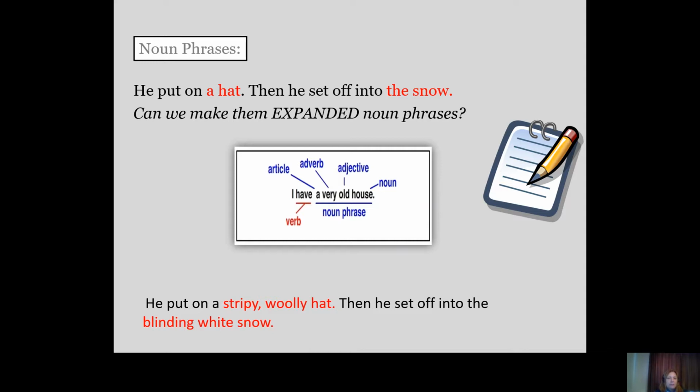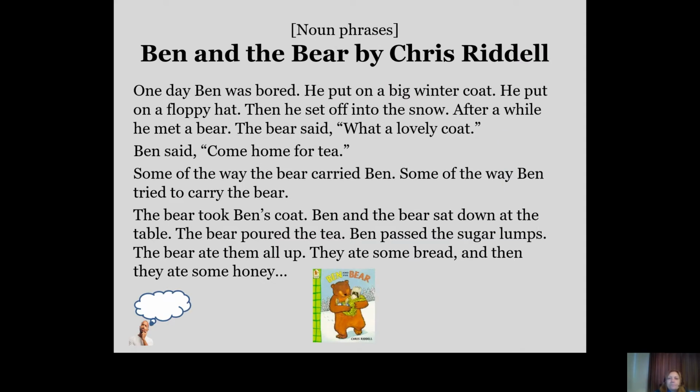The hat is now stripy and woolly, so it's a warm hat, I'm guessing. And he's setting off into the blinding white snow. So it's not a little bit of snow. It's blinding white. Everything's white. It's difficult to see, which kind of puts us in a different perspective again. More detail, more interesting. Helps us build a better picture in our head. Okay, let's have a look at this one together.